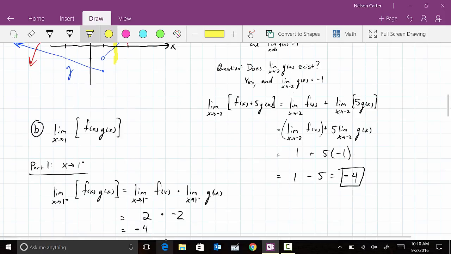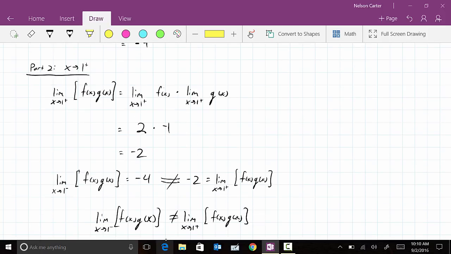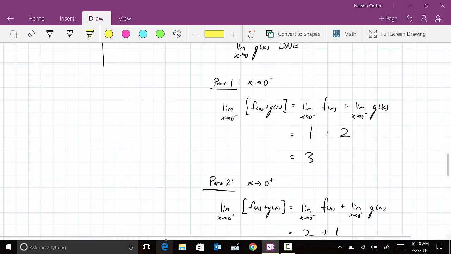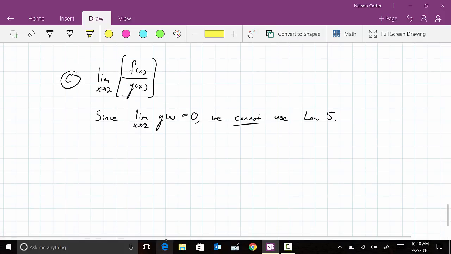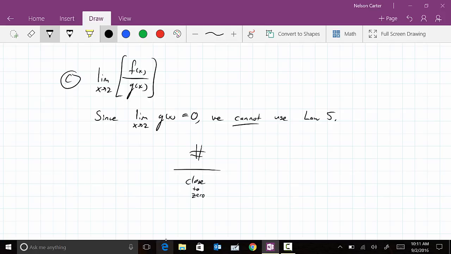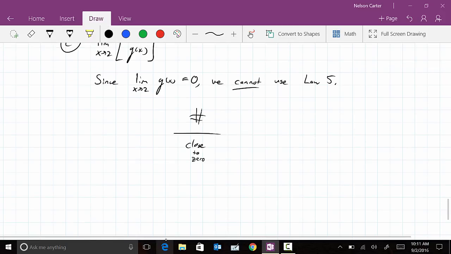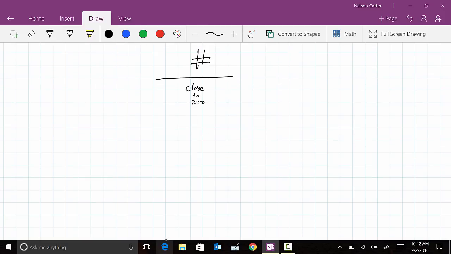So that being said, it looks like the top is getting closer and closer to a number, but the denominator is getting closer and closer to 0. Now, if you have a number in the top of a fraction, and the bottom maybe isn't 0, but it's getting close to 0, let's see what happens. So let's just hold the top fixed.